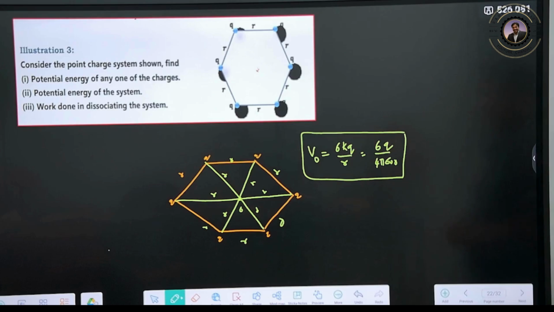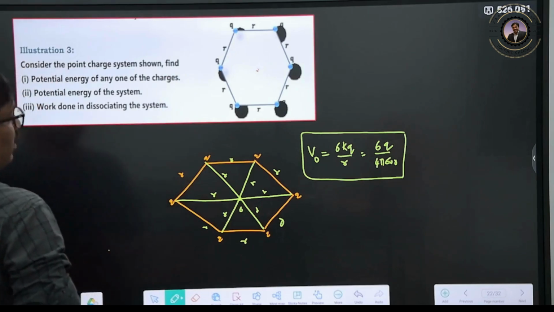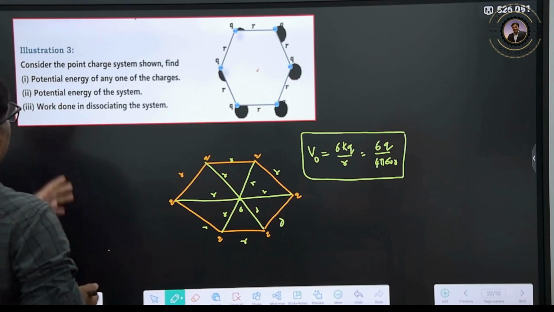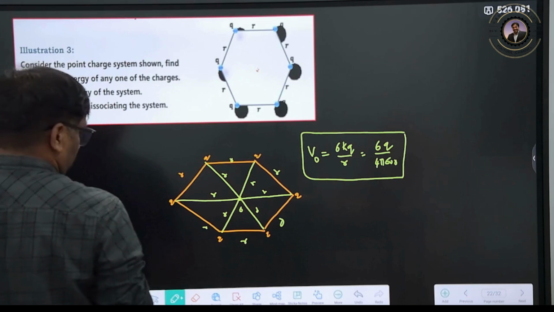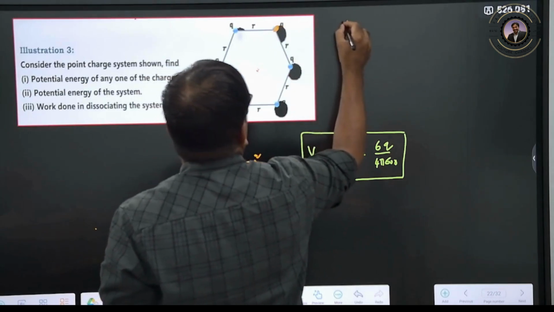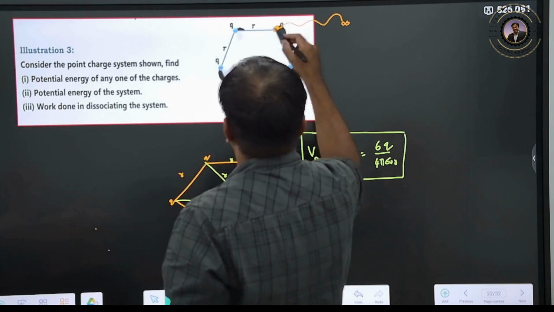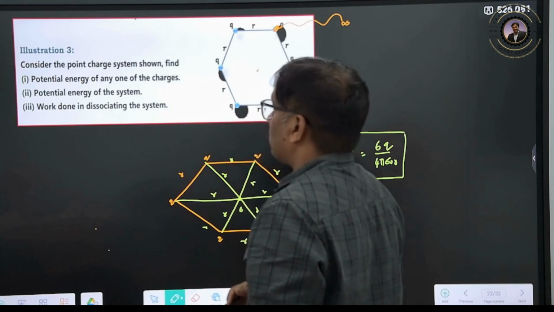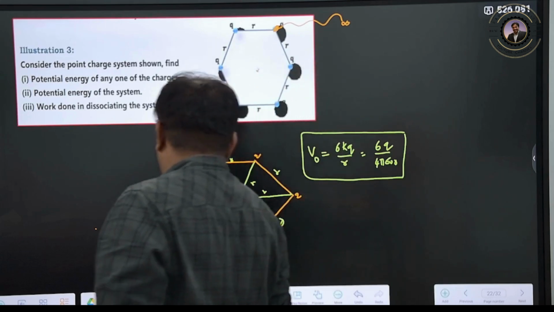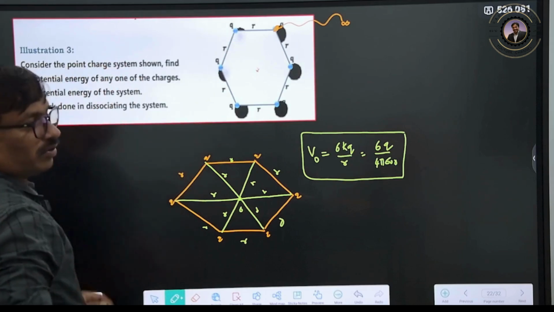Clear? Now we got the potential at the center. This is an extra question, not given here. Here it is asking the potential energy of any one of the charges, so this is our question. For this charge, what you have to do is bring it from infinity to this point. That means the other charges are creating a potential. This is a slightly lengthy concept, so try to do it. I will do this question, and the remaining things you can try.